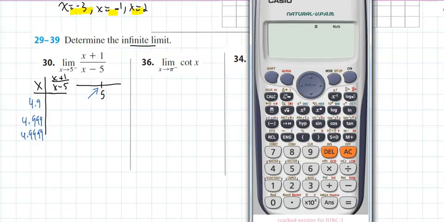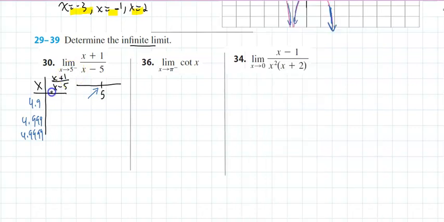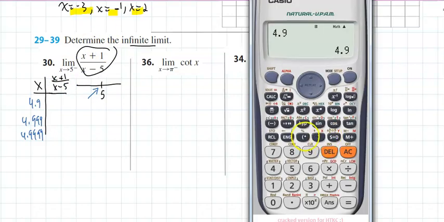So if you remember, I'm going to take 4.9 and store that in my answer, right? And then when I get to this part, I'm going to input that in my calculator as parentheses answer plus 1 divided by answer minus 5. And I'm going to hit equal. And I'm going to do it again. I'm going to take 4.999 and now I'm going to go up and evaluate.